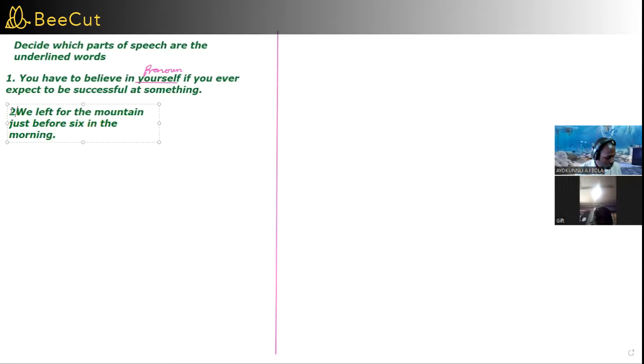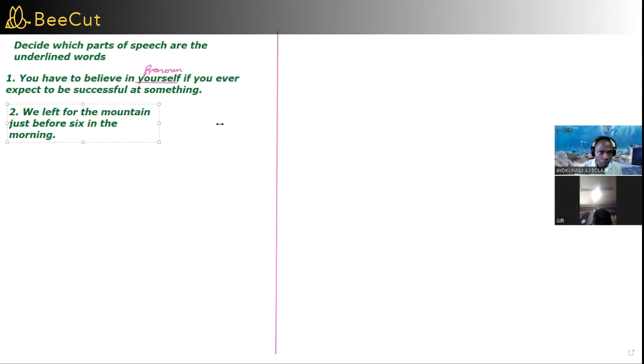Now, the next sentence I'm going to bring up here, number 2. We're still going to try to identify the part of speech that has been underlined. We left for the mountain just before 6 in the morning. So let me put it up here. We left for the mountain just before 6 in the morning. That's number 2.